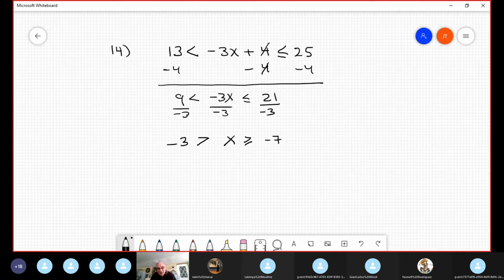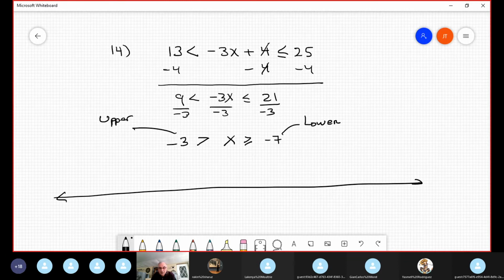Because normally negative 7 is the lower bound and negative 3 is the upper, no? So in the number line, we are doing the number line. The numbers involved in my problem are negative 3 and negative 7. This is 0, suppose. Negative 1, negative 2, negative 3, negative 4, negative 5, negative 6, negative 7. It is the interval between negative 7 and negative 3, something like that. The idea is to include negative 7 because it's equal, bracket, and no equal, parentheses.